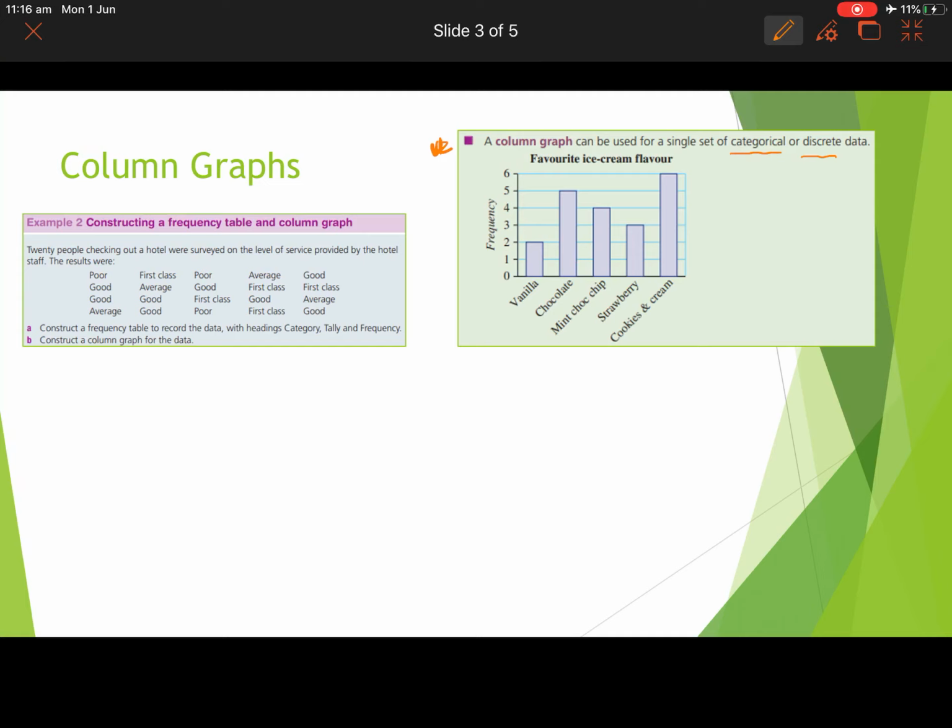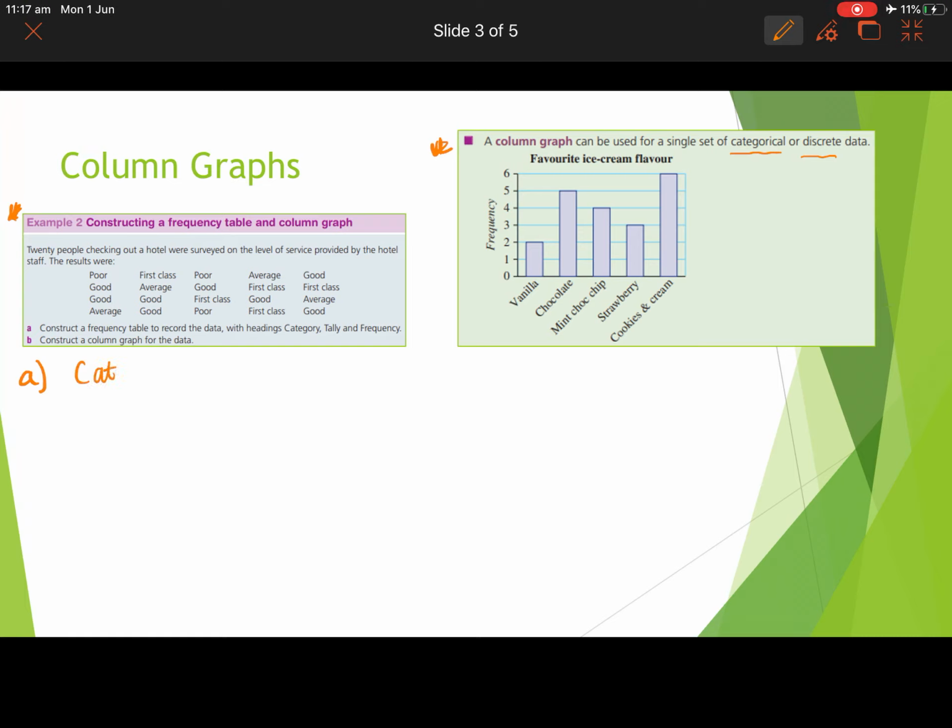So a column graph, we use that to display our data again. So we're going to do this example over here together. We're constructing a frequency table and a column graph. So we've got 20 people checking out of a hotel who were surveyed on the level of service provided by the hotel staff. The results were, and this is what everyone said. A says construct a frequency table to record the data with headings category, tally and frequency. All right, so let's do that.